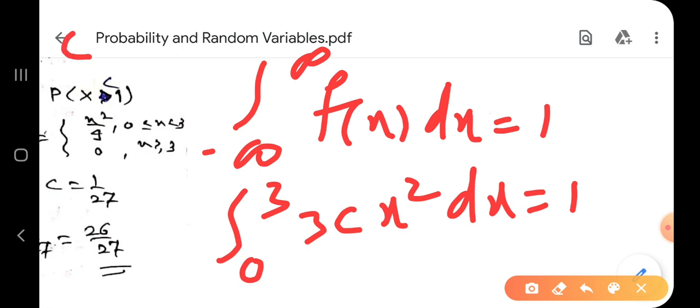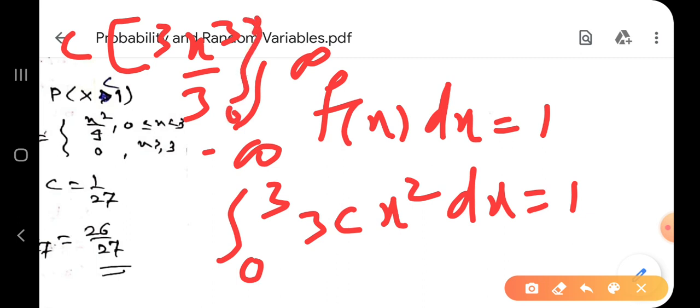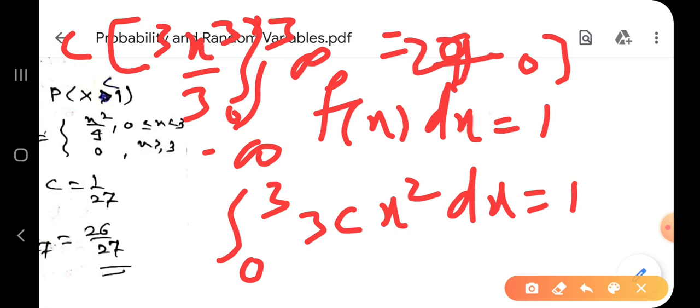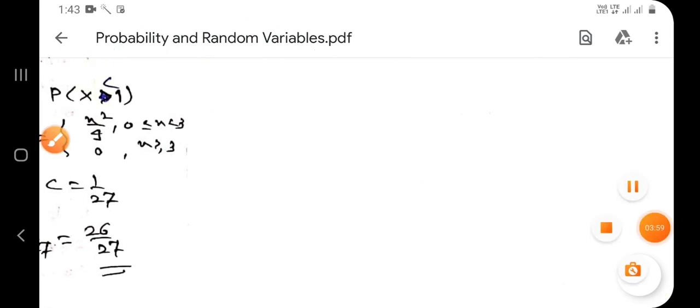So I get here c in bracket, 3 as it is, x cube upon 3, limit 0 to 3. The 3 gets cancelled. I get 9 minus 0. I think 3 cube is 27. 27 into c is equal to 1. And you can simplify: c is 1 by 27. You will get the answer.